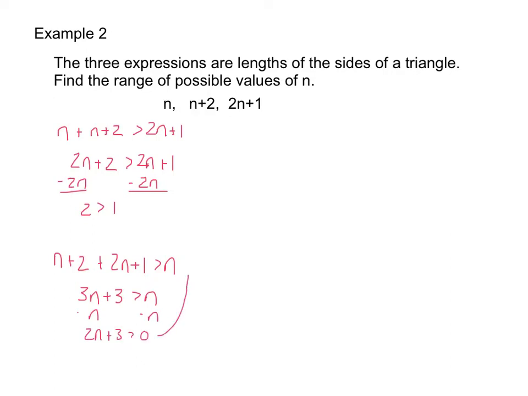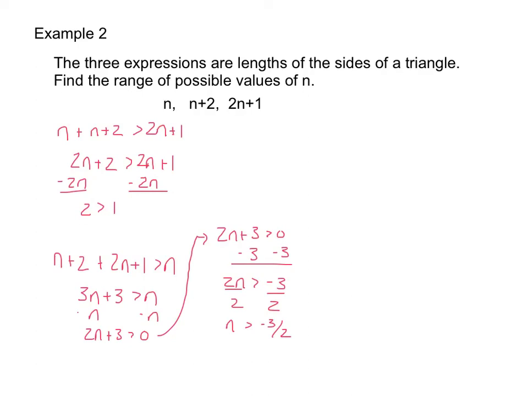And then I'm going to move this up just so you can see it. We have 2n plus 3 is greater than 0. And now you subtract 3 to get 2n is greater than negative 3. And as you may notice already, this is not going to make much sense to us. It's saying that it has to be greater than the negative number. That's not very helpful either.